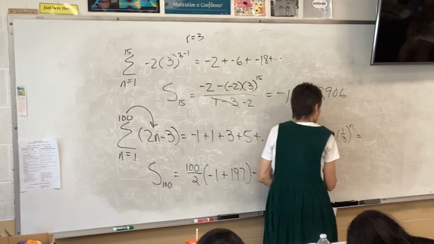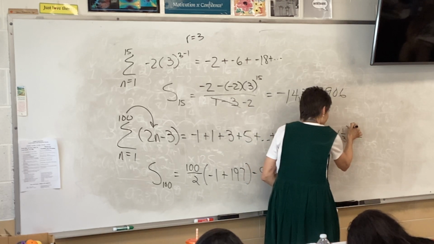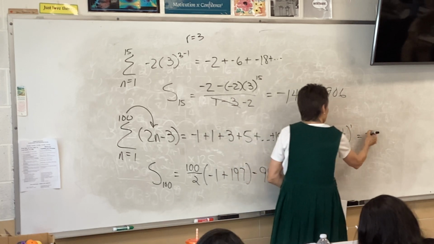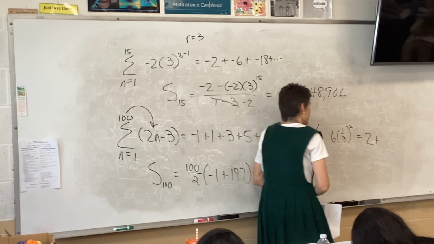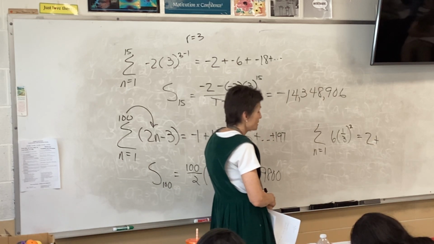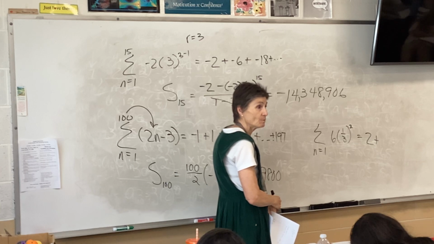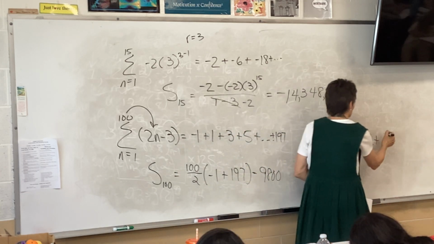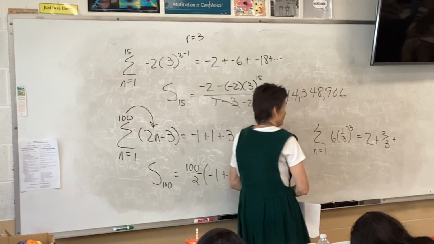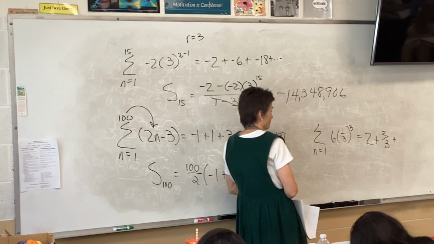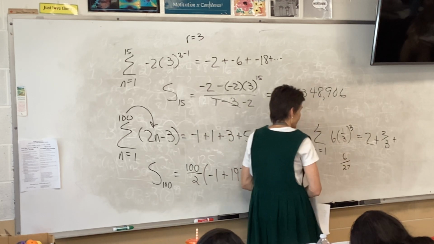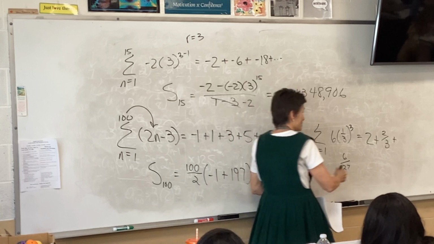What do you get if you put a 1 right there? 2. What do you get if you put a 2 right there? 6 over 9, which is 2/3. What do you get if you put a 3 right there? 6 over 27, which reduces to 2/9.